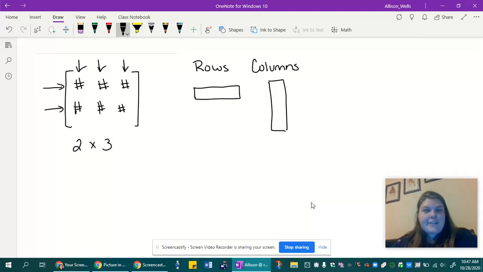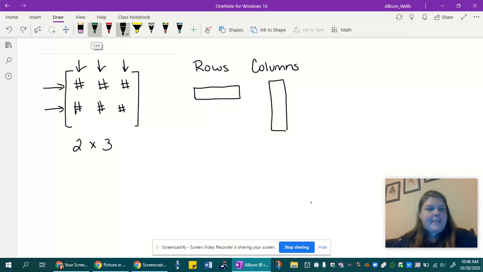So this I would call a 2 by 3 matrix. It is written with an X, it's not just multiplication, so 2 times 3 doesn't mean the same thing to a matrix. And the last thing about the notation is that you can actually tell me the address of a specific number in the matrix.